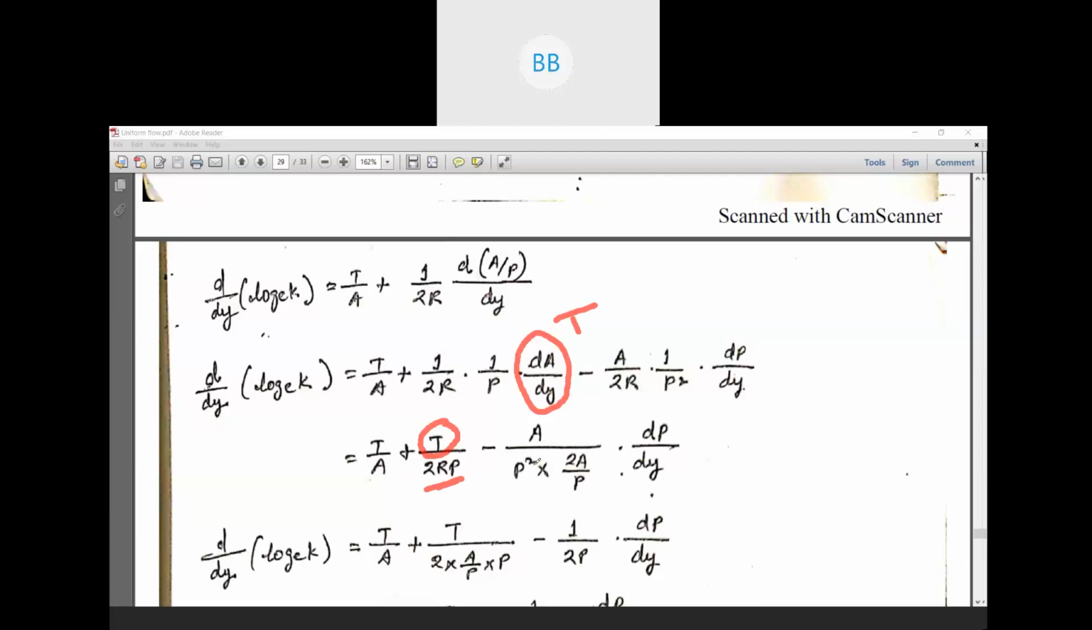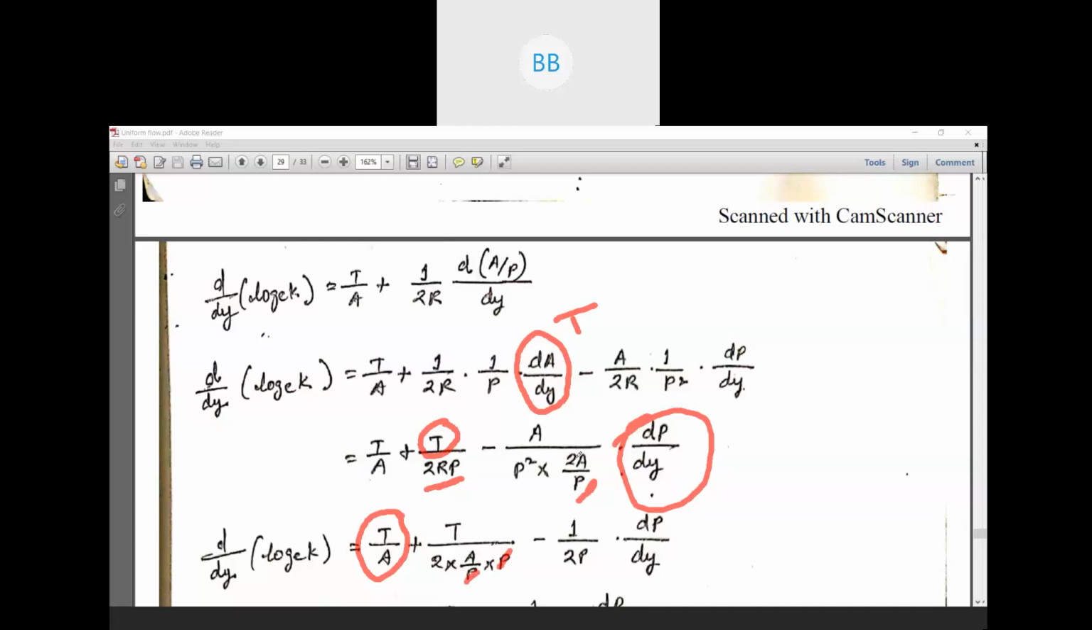Then this we have P square. In place of R, we have replaced A by P. Okay, and this will be the same dP by dy. Next, the left hand side will be the same, P by A. Then R is again replaced by P, A by P. This P will cancel out twice A.